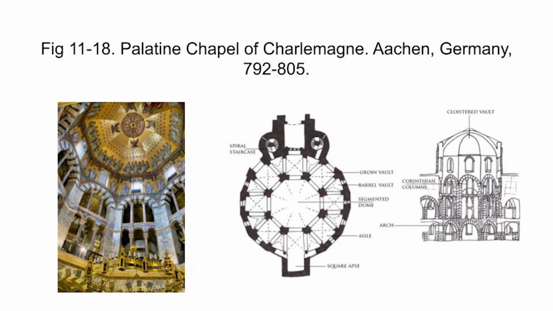Our last required work is the Palatine Chapel of Charlemagne, and this is where he actually would have been coronated to become the emperor of the Holy Roman Empire. He took his task of reviving the glory of Rome very seriously, and he modeled this chapel after those in Rome and Ravenna, specifically San Vitale. Like San Vitale, it is centrally planned. It has an octagon shape, an aisle and ambulatory that go around the center, and a clerestory on top.